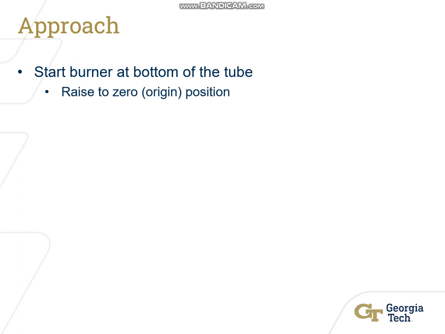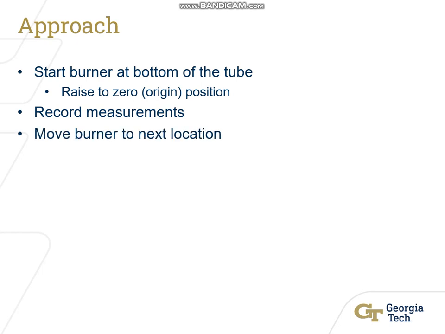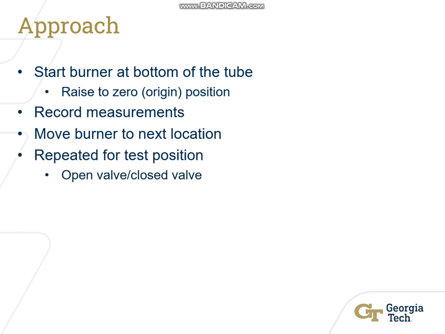So the approach to this experiment is as follows. First, we start the burner at the bottom of the tube and raise it to the zero position, known as the origin. Then we record the measurements through the computer system, and this auto-generates a data table with the various pressure readings and the voltage readings as well. Next, we move the burner to the next location. In this experiment, that was 2 inches above the origin and 6.5 inches above the origin. Then we repeat the same measurements for those positions.